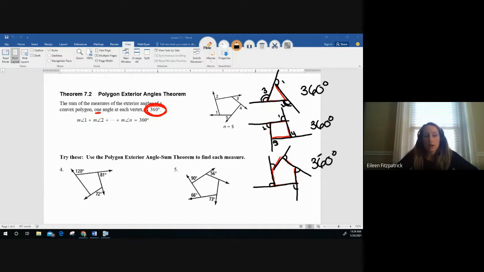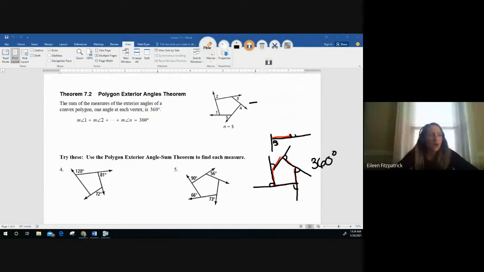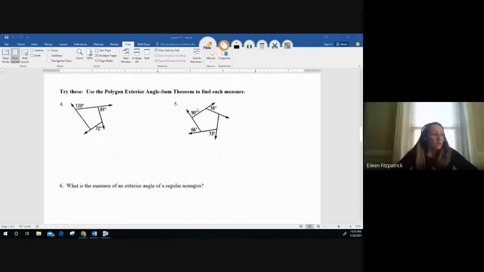So it doesn't matter what the shape is. The exterior angles are always going to add up to 360 for a convex polygon. Okay. All right. That's faster. So try these. Use the polygon exterior angle sum theorem to find each measure.